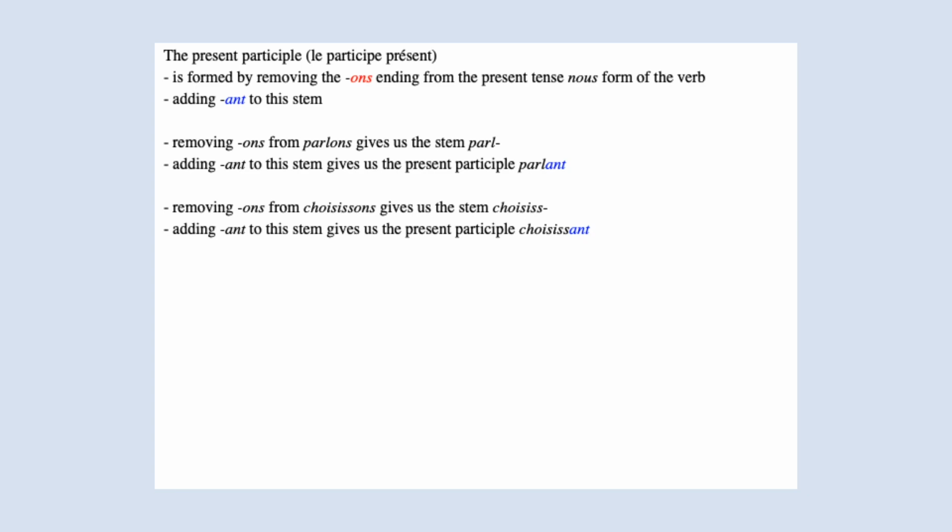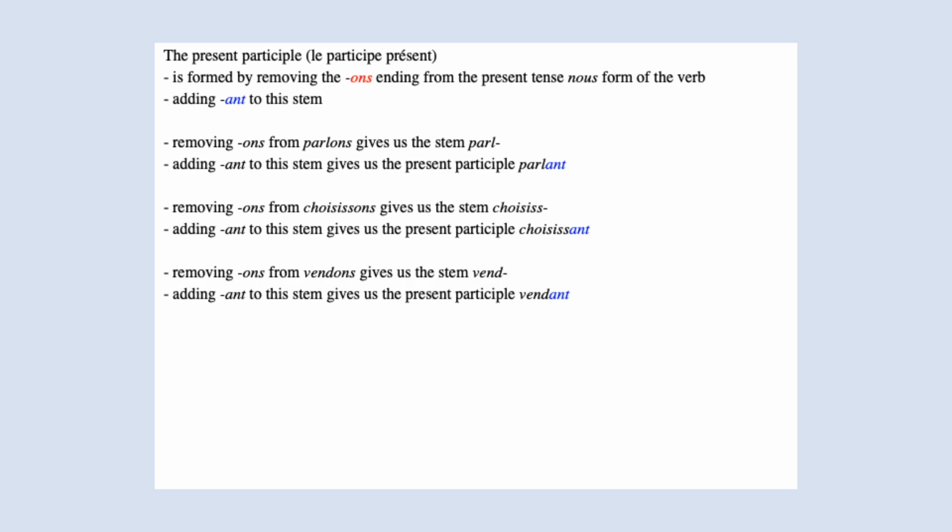For choisir, we remove the -ons from choisissons to give us the stem choisiss-. We then add -ant to this stem, giving us the present participle choisissant. For vendre, we remove the -ons from its nous present tense form, giving us the stem vend-. We then add -ant to this stem, giving us the present participle vendant.